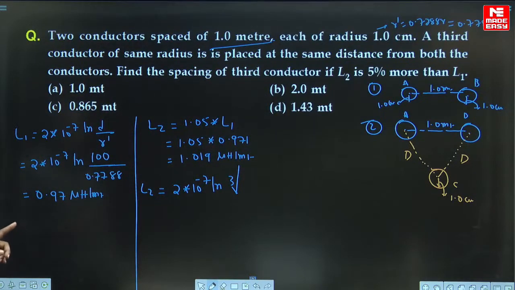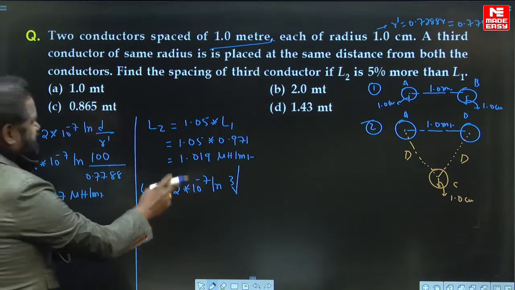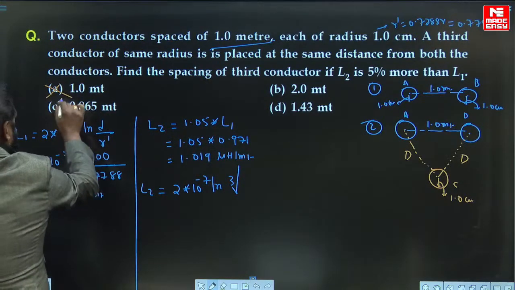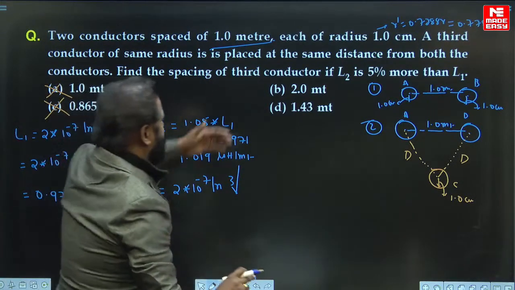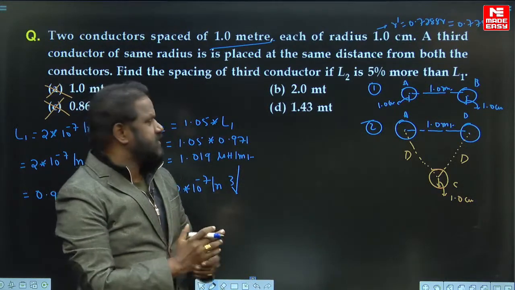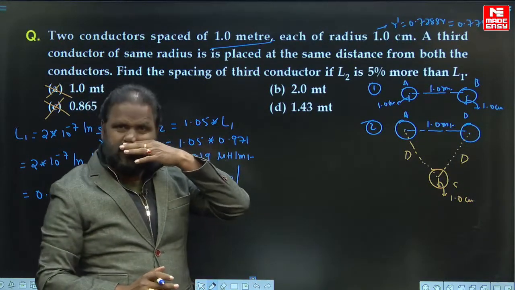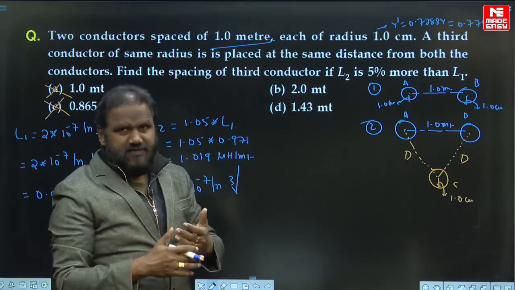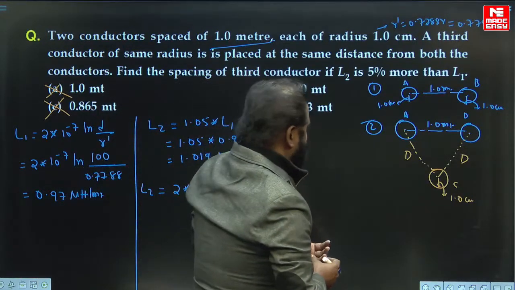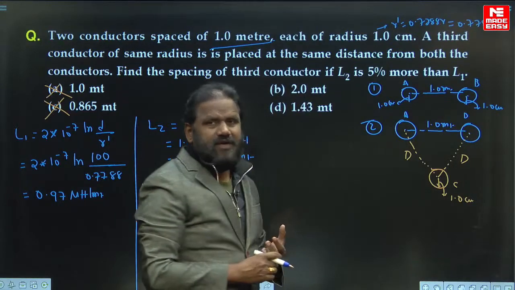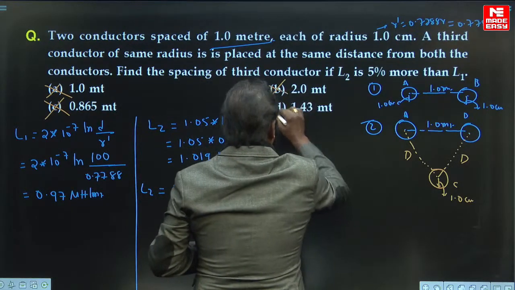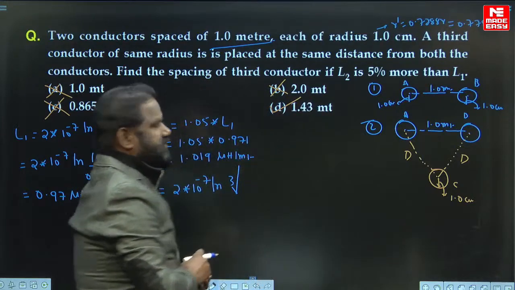So distance should increase means if it remains the same, it is a wrong answer. If it decreased, it is a wrong answer. There are two options, 2 meter and 1.43 meter. So there is a certain toggle between them, okay. Increase means both are indicating an increase, but a double increment drastically may not be possible. So that is the reason this also can be wiped off. Therefore, this can be taken as the right answer.